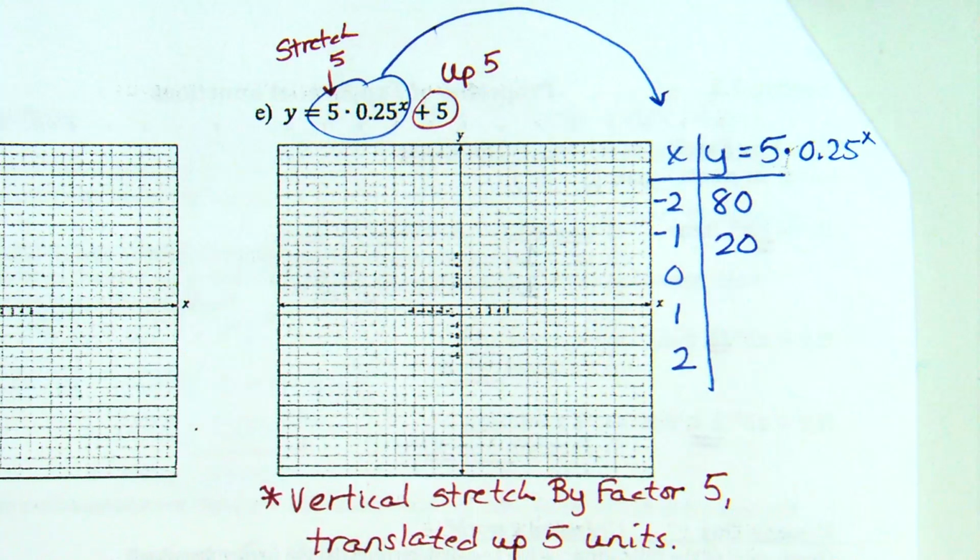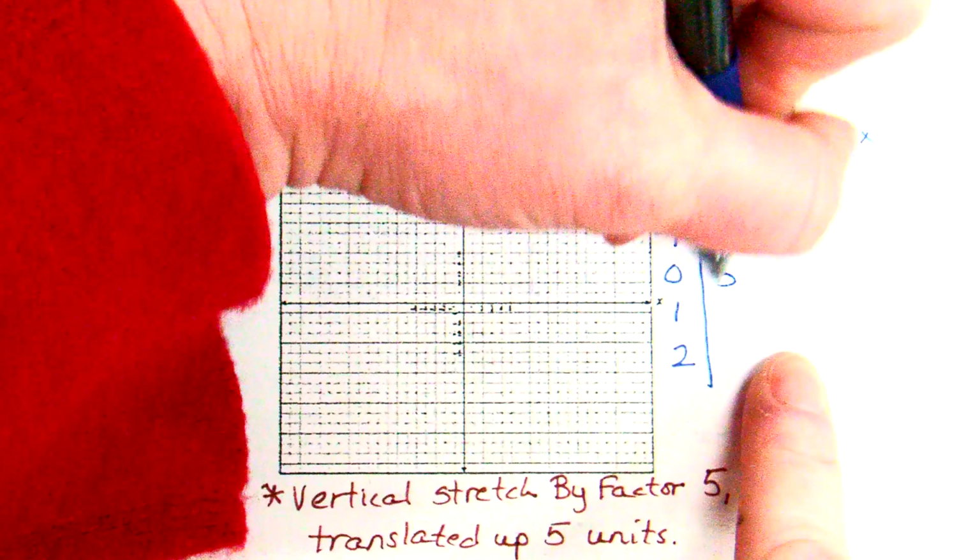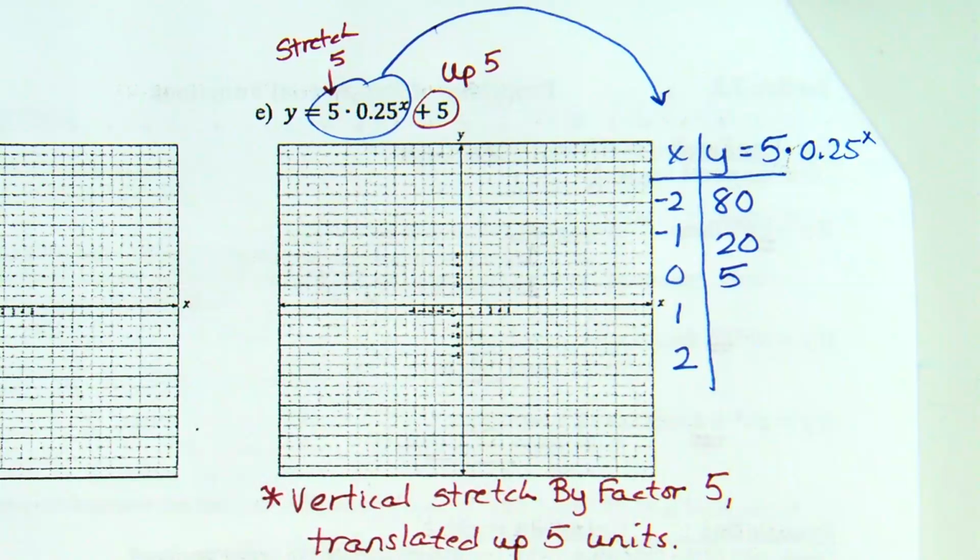Okay, I'm going to do the next one in my head. 0.25 raised to the power of 0.5 is 1. And then 1 times 5 is 5. Okay? 5 times 1/4 to the first. So we're in the positive now. 1/4 to the first is just 1/4.